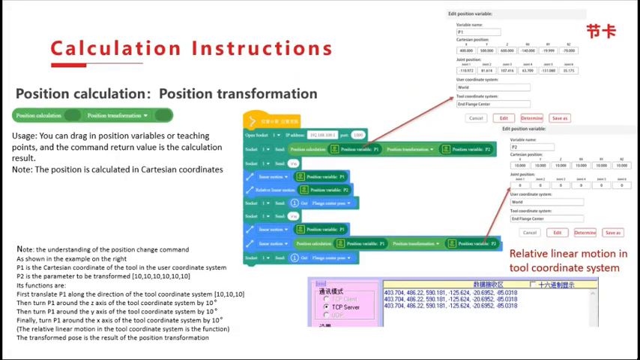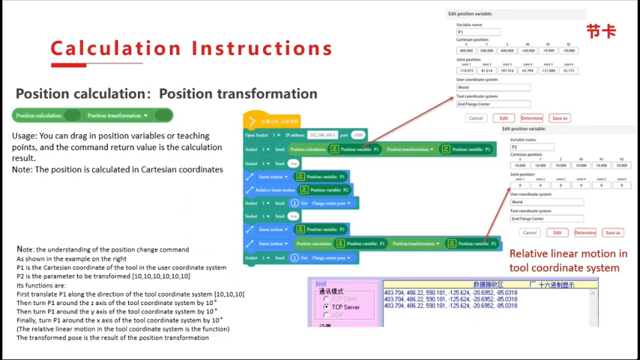Position change instruction. You can drag in position variables or teaching points. The return value of the instruction is the calculation result, and the position calculation is Cartesian coordinates. Look at the example on the right. First, open the socket communication. It sends the result of the position transformation. The robot moves linearly to the position of the variable P1. Then the robot makes a relative linear motion under the tool's coordinate system. The motion parameter is P2.